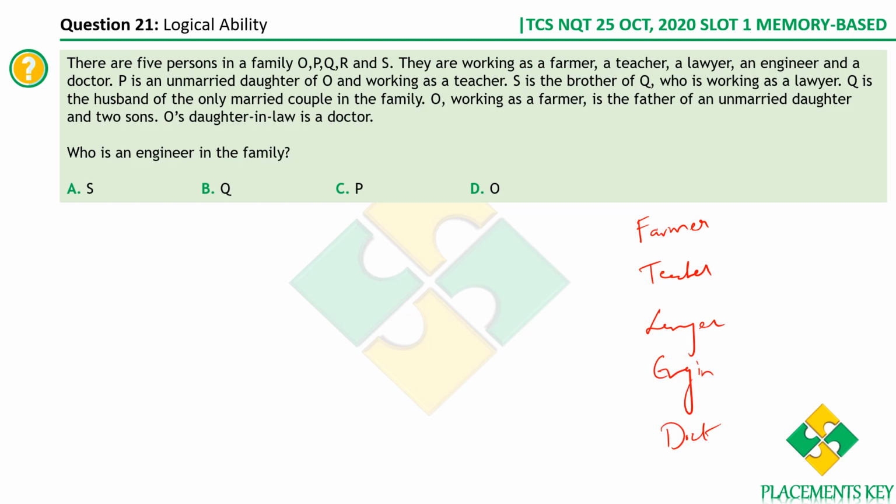What else? P is an unmarried daughter of O and P is working as a teacher. So P is the teacher. Unmarried daughter, so P is an unmarried daughter. Okay, let me write it here.